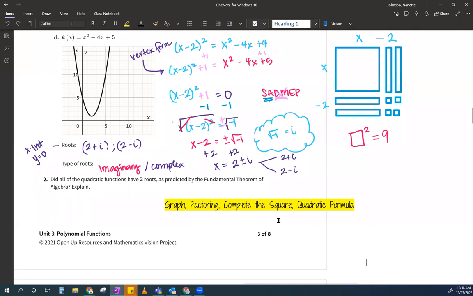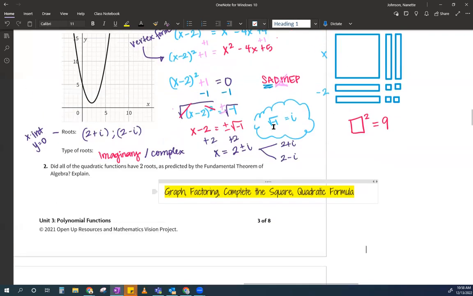So each of them has its advantages. The graph and factoring are your quickest ways to do things, right? But the problem with them is they don't work on every single one. The best part about completing the square and the quadratic formula is that they work on every single one. But the problem is sometimes it can be a little bit lengthy, right?